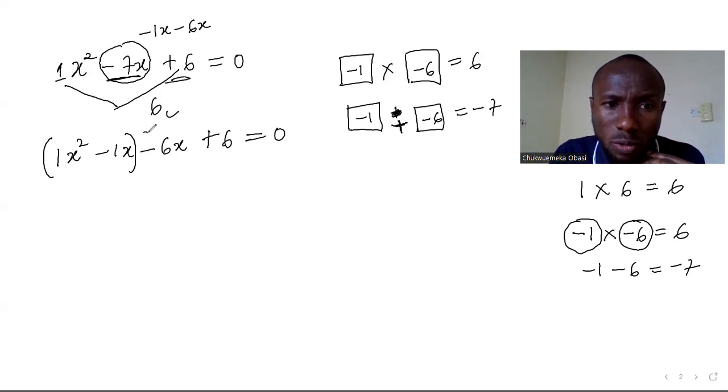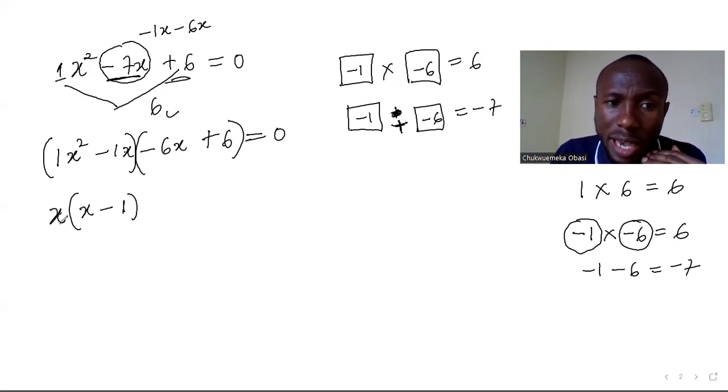I'll group them in twos. See the way I group them. What is common in this first one? Of course, 1 is not a significant number to bring out. What is common is the variable x. So when I bring out x, x squared divided by x gives x, and x divided by x gives 1. As if to say x times x is x squared, and x times minus 1 is minus 1x, or minus x.